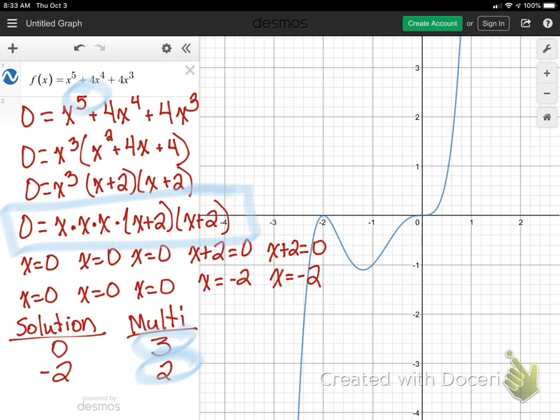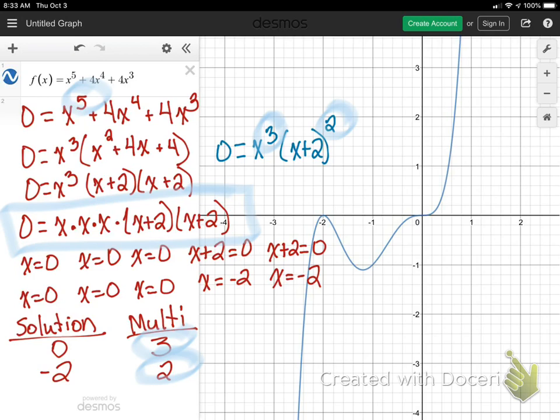I don't have to write it that way. I could write this 0 equals x to the third times x plus 2 squared. This and this identify my multiplicities. So I could put x to the third equals 0, and I could put x plus 2 equals 0, because I'm going to get the same thing. Those exponents are associated with my multiplicities.